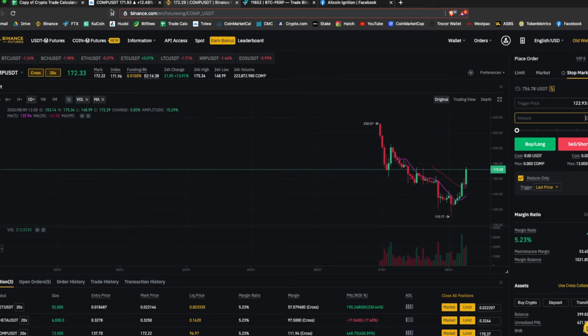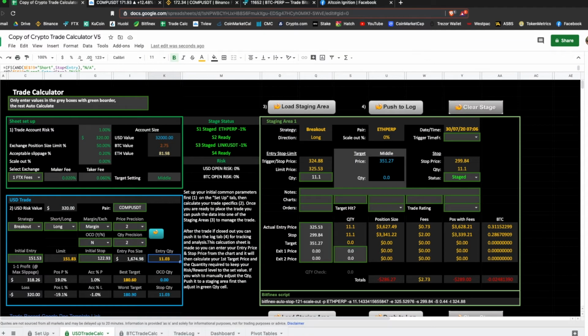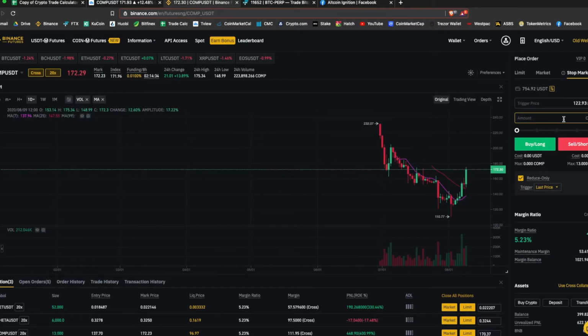Our position size was 11.03. I usually just round that to 11. Okay, make sure you check reduce only. That'll mean that if the price was to drop while you're setting everything else up, it won't hit your stop and enter you into a short position. So it's really important you have that checked.